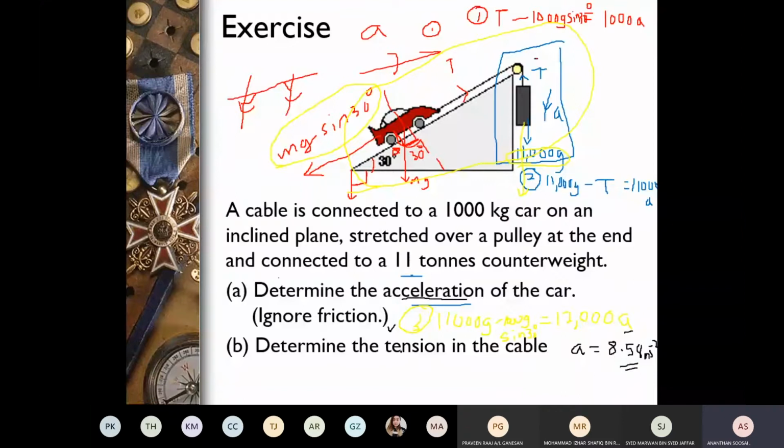Okay, so by using the third equation, you get the acceleration. Now get the tension. How do you get the tension? I think now you can use the first one or the second one. Let's use the first one. T minus 1000 G sin 30 equals 1000 A. A, you know, is 8.58. So what's the tension you got? Three significant figures. 1000 times 8.58 plus 1000 G sin 30.